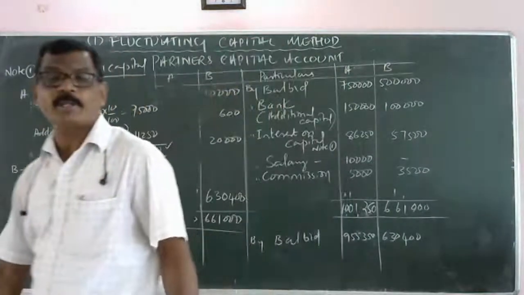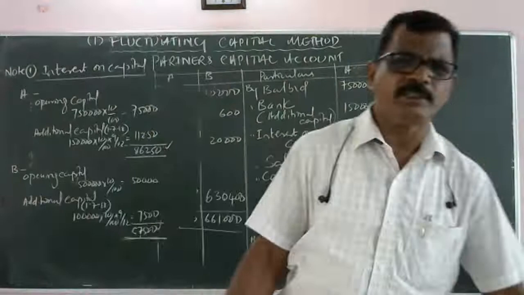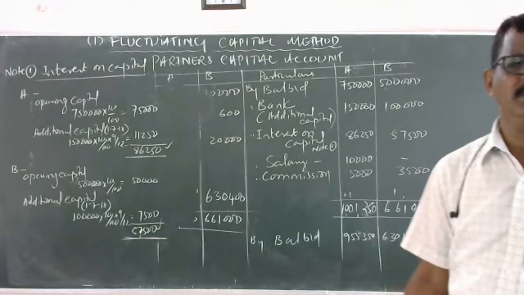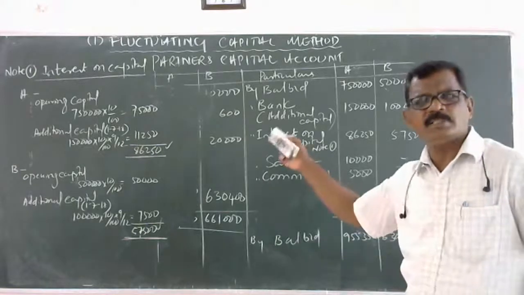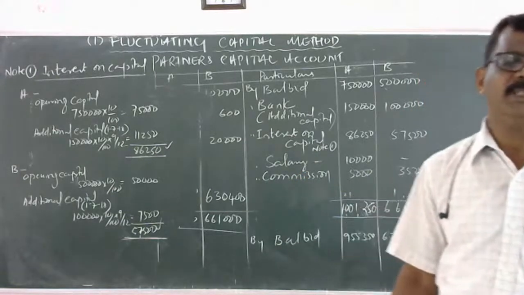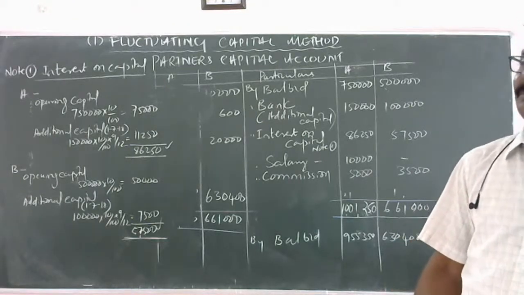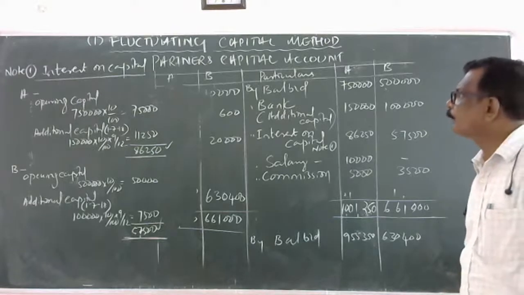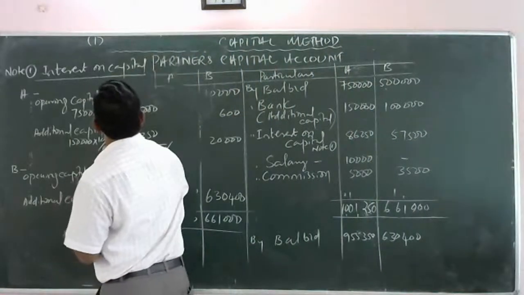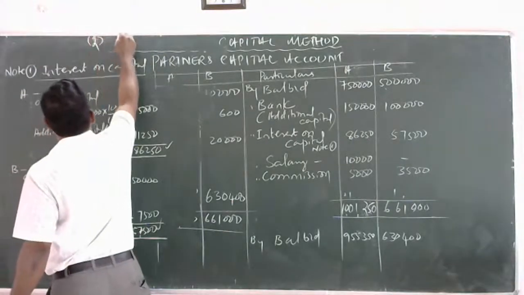This is how you have to prepare the fluctuating capital method, showing all the items, all the adjustments: interest on capital, drawings, salary, interest on drawings, commission, share of profit. Everything is adjusted in the partners capital account itself. That is the fluctuating capital method. And the second method is the fixed capital method.